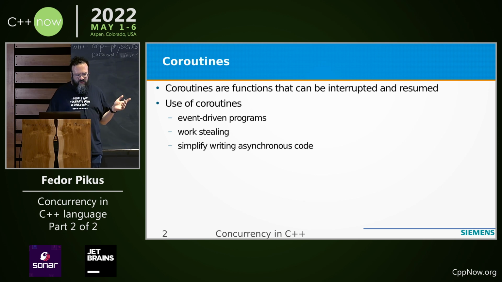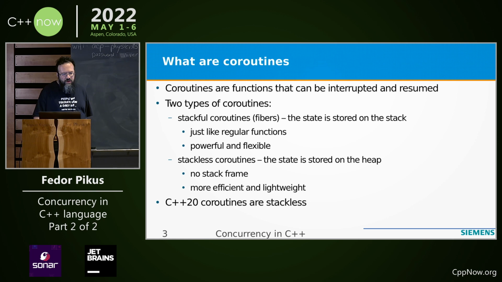Atomic wait was added. I covered it. This is a big one, the coroutines. What are the coroutines? Very simple. Coroutines are functions that can be interrupted and resumed. In general, there are two types of coroutines.